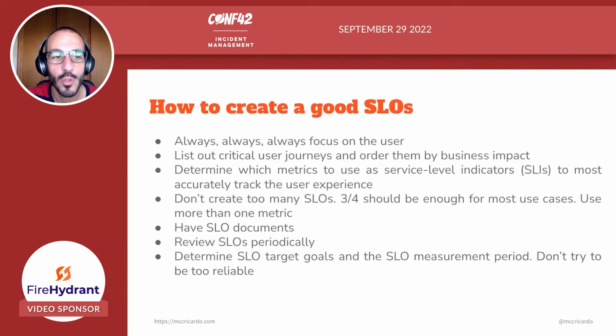Also, try not to go overboard with SLOs. For most cases, 3 or 4 SLOs should be enough, and we can use composable metrics to do that. Also important is to have SLO documents. We'll see an example in a second, but it's essentially a document that describes what the SLO is, when it was last reviewed, and so on. Very important is to review SLOs periodically. SLOs are not something that is set in stone, and every once in a while they need to be reviewed to be sure that they're still actually tracking user satisfaction.